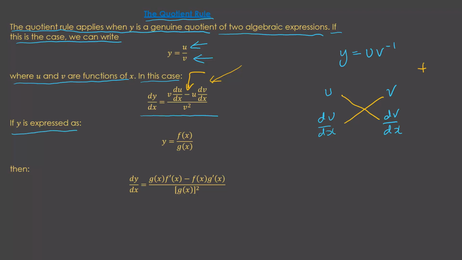If y is expressed as f of x over g of x, then the alternative way of expressing dy dx is like this. Once again, rather than remembering formulae, I tend to work from here.